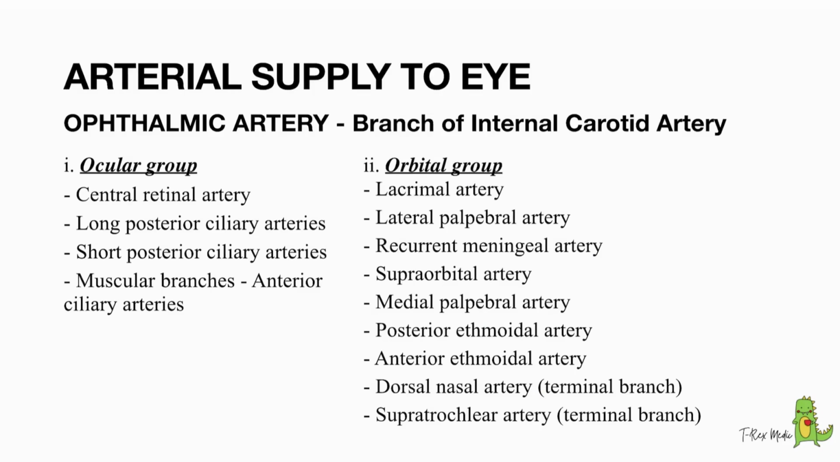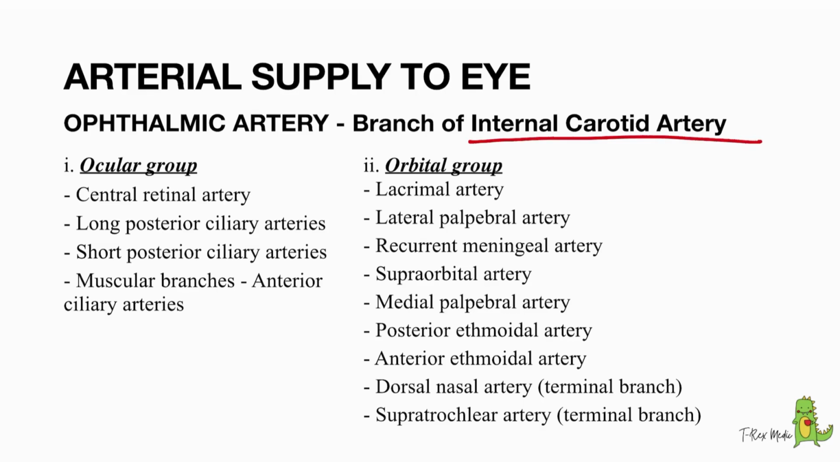This is the arterial supply to the eye, which is through the ophthalmic artery, which is a branch of the internal carotid artery. If you want to know the branches of the ophthalmic artery, it's good to know. If you remember, that's good. If you don't, I don't think it would be much of an issue during your undergraduate university exams, but it's good to know.